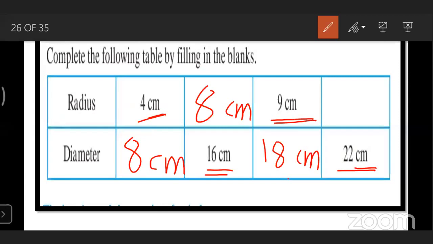So if the diameter is 22 centimeters, then the radius will be 11 centimeters. Do you understand how to find the radius and diameter? Is it clear? Very good.